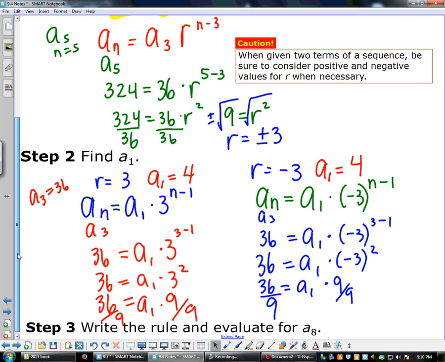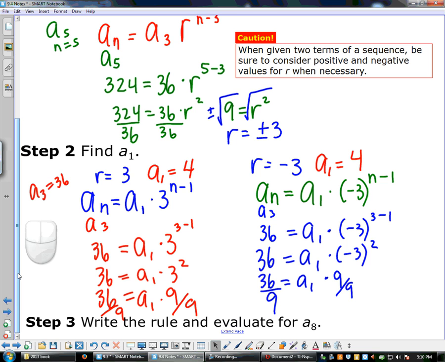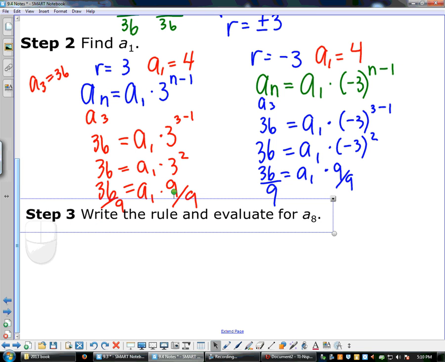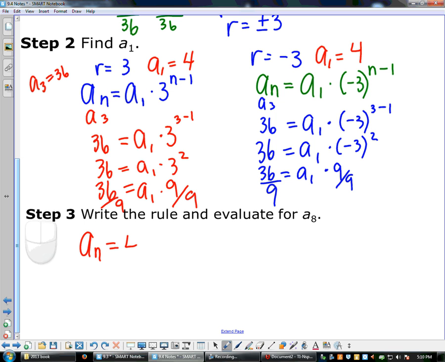But we're also trying to find a sub 8. All right, so one final step. This was kind of a long one, but had a lot of good stuff happening in here. So we had two rules that we created. One rule was a sub n was equal to 4 multiplied by 3 raised to the n minus 1 power. The other one was that a sub n was equal to 4 multiplied by negative 3 raised to the n minus 1 power.